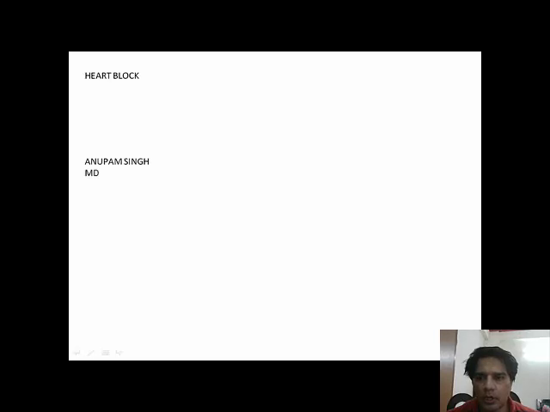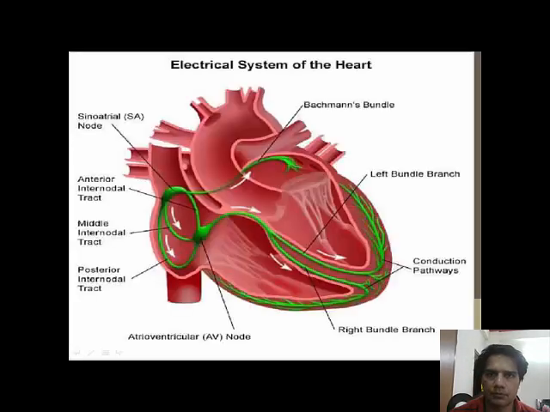Today we are going to talk about heart block. So we know the electrical system of the heart. This is the SA node. This is in the right atrium. This is the right ventricle, left atrium, left ventricle. Okay, these are the SA node.